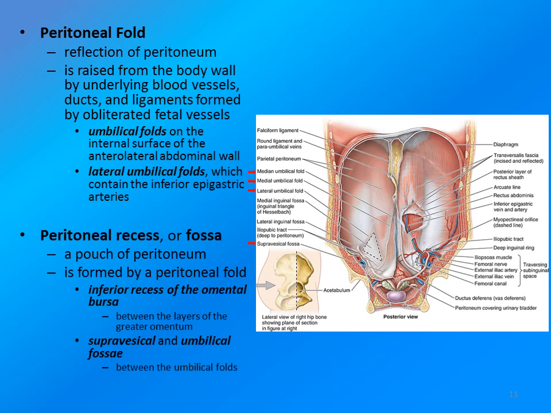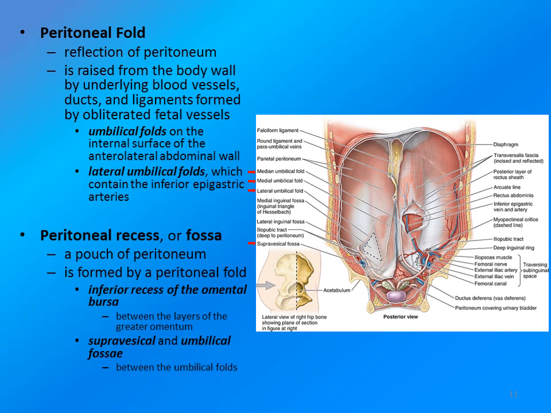Peritoneal recesses or fossae are also formed. These are basically pouches or recesses of peritoneum, and these are formed by a fold. They form on either side of the fold, such as the inferior recess of the omental bursa, the supravesicular fossa, and the umbilical fossa. These are between the umbilical folds.